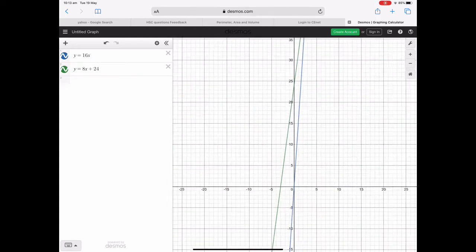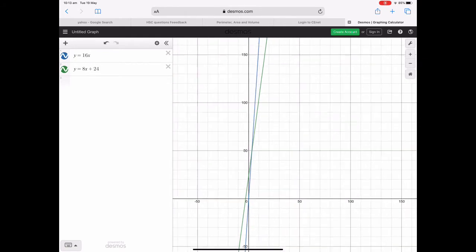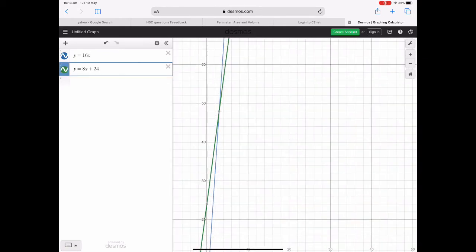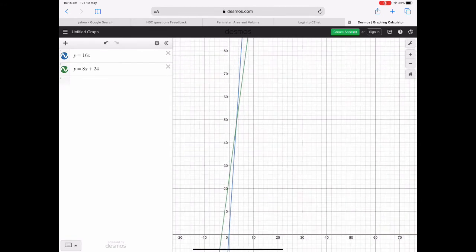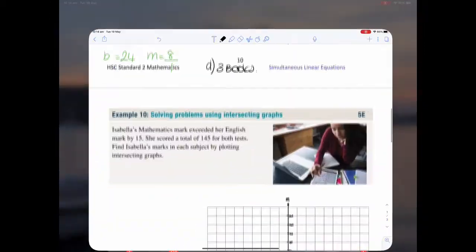Okay, so the way that the axes are done makes it look really unusual, but we can find that intersection point. It's about there, and you'll see, look, it's 3. If I hit it with your mouse, it'll tell you what the coordinate of that intersection is. So it's at 3, so it's definitely 3 books.